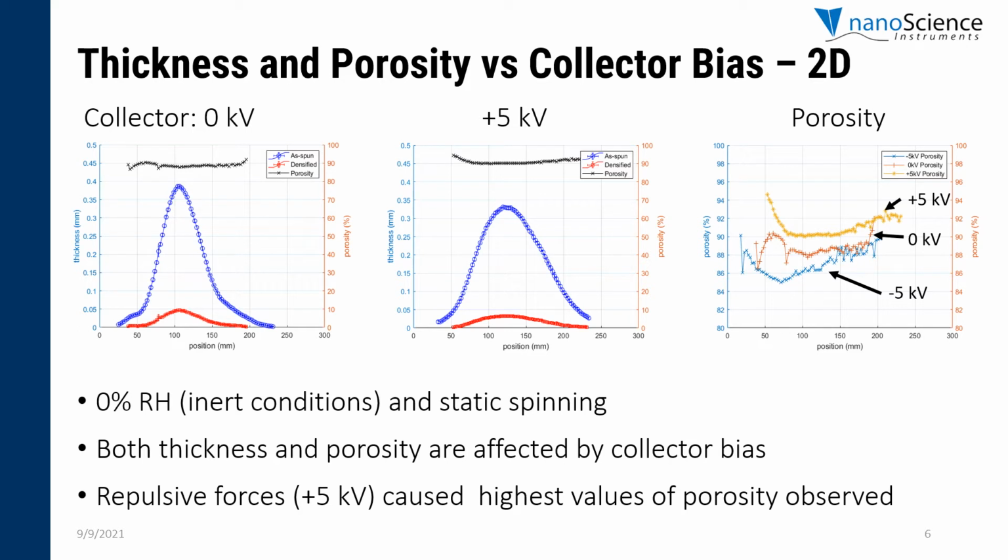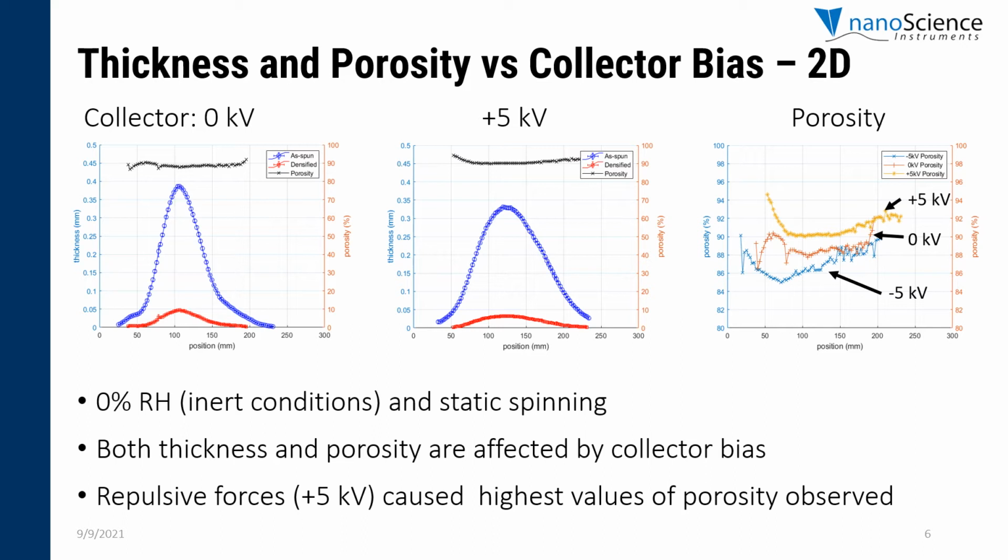with a red line. In the middle figure, we see the results for the positive 5 kilovolts applied in the collector. Not surprisingly, when this positive voltage is applied, repulsive forces are present, causing the thickness of the sample to be spread out more in the axial direction, and then after sintering, the distribution of the thickness has a similar trend.